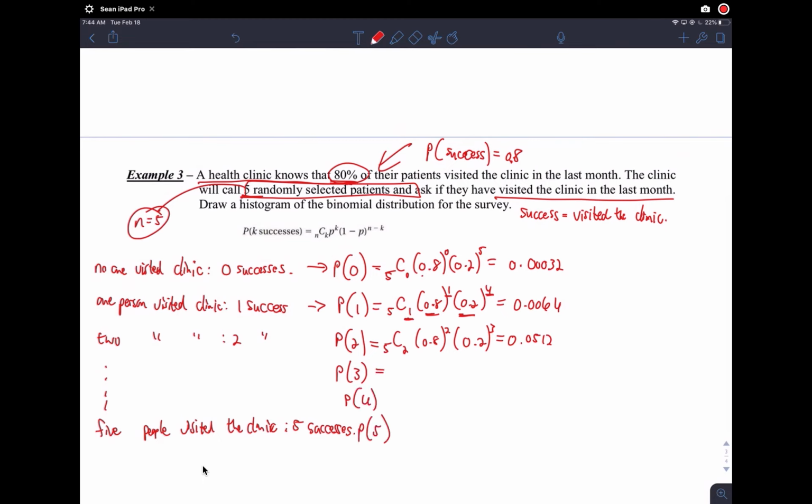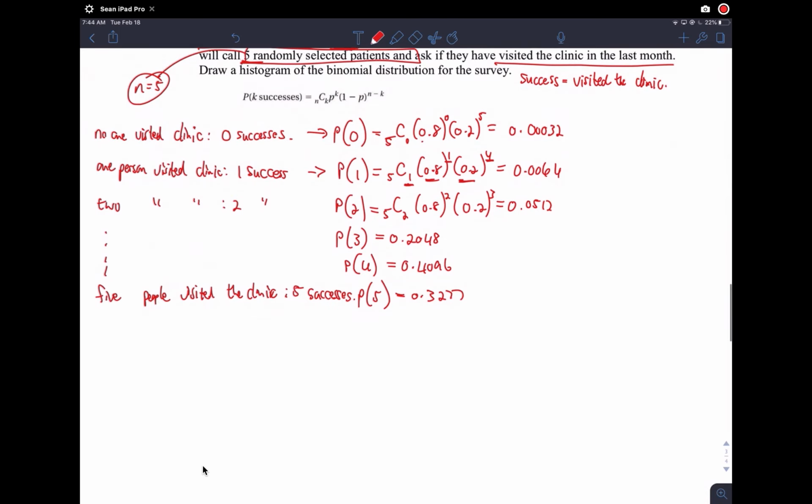I'm not going to fill in the formula the whole time. You get the idea, I'll let you do that, but you get 0.2048, 0.4096, and then 0.3277. All right, so here are my probabilities that I want to make a graph out of.